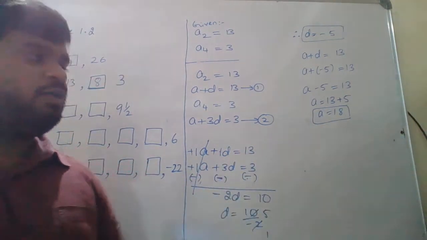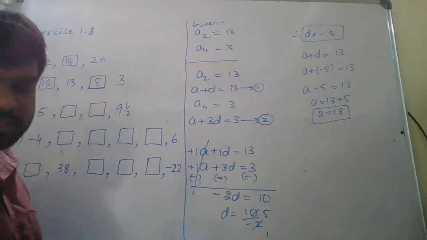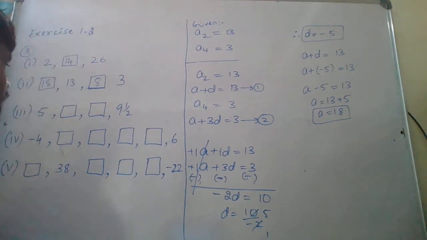Substitute the values of A and D. You will get it. Okay, so this is the process. Similarly, let's do another one.